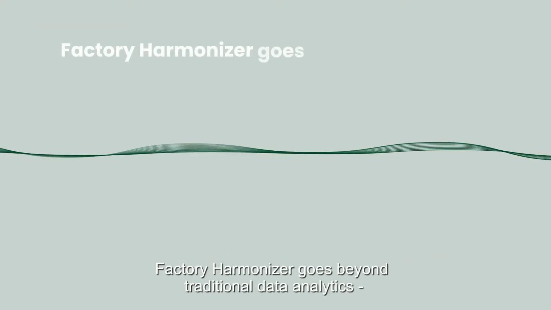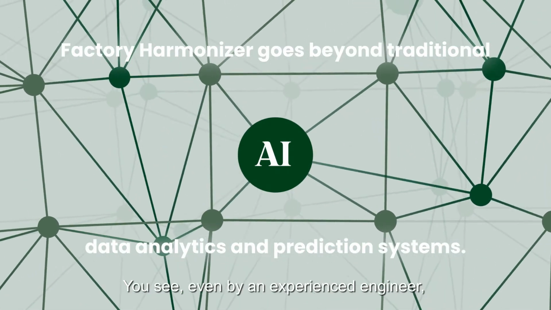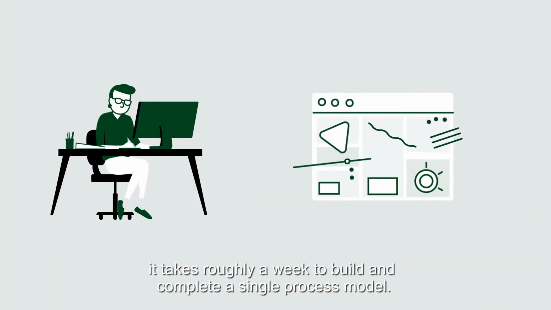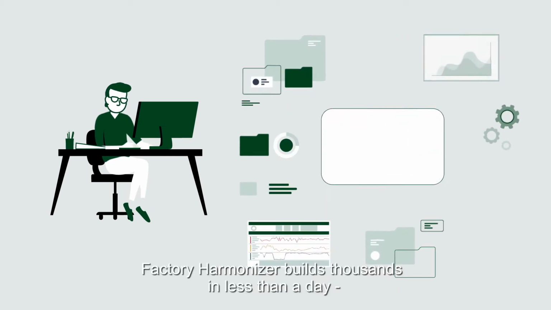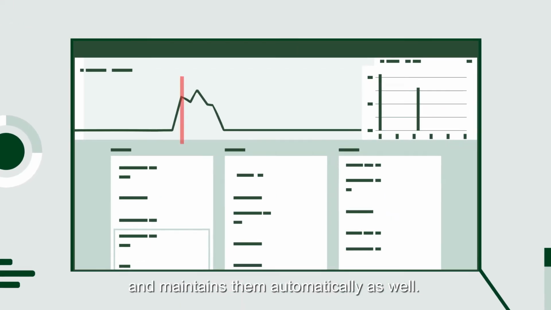Factory Harmonizer goes beyond traditional data analytics and prediction systems. You see, even by an experienced engineer, it takes roughly a week to build and complete a single process model. Factory Harmonizer builds thousands in less than a day and maintains them automatically as well.